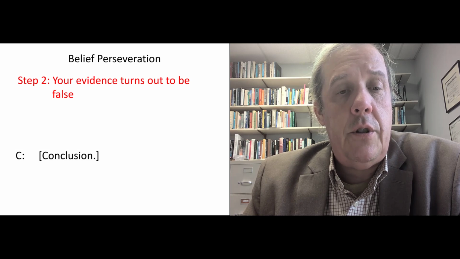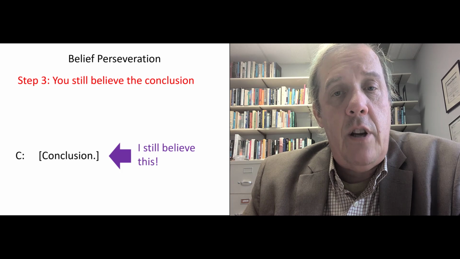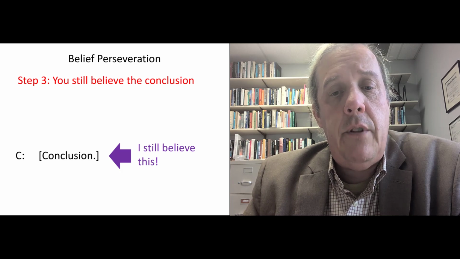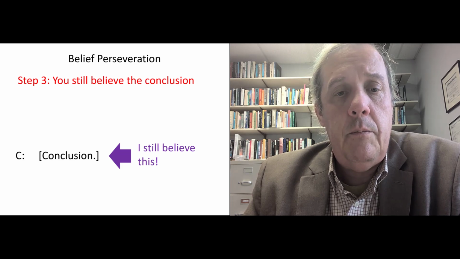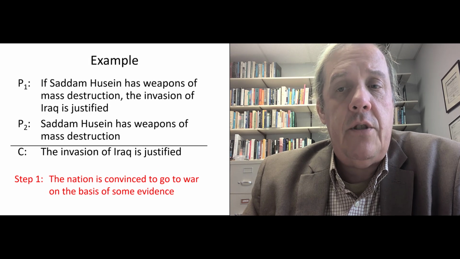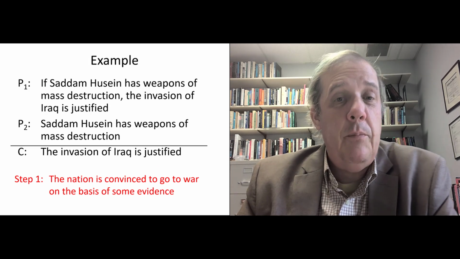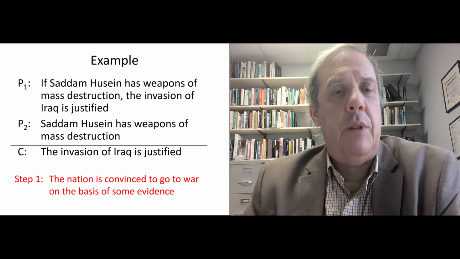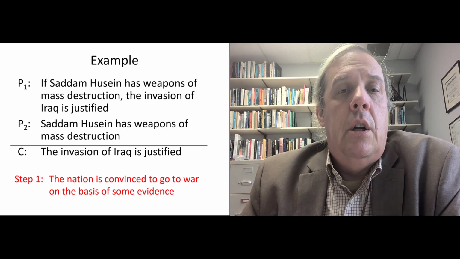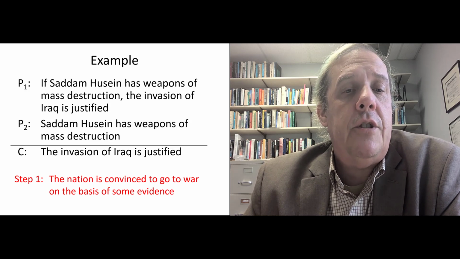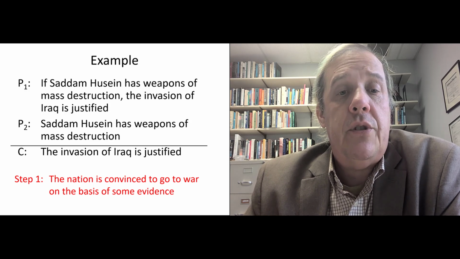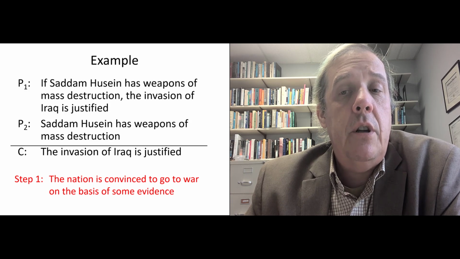You're left with the conclusion. Step 3, you still believe the conclusion, even though your original evidence for that conclusion is gone. So here's an example, one that I've seen play out in my lifetime. If Saddam Hussein has weapons of mass destruction, the invasion of Iraq is justified. Saddam Hussein has weapons of mass destruction, therefore the invasion of Iraq is justified.